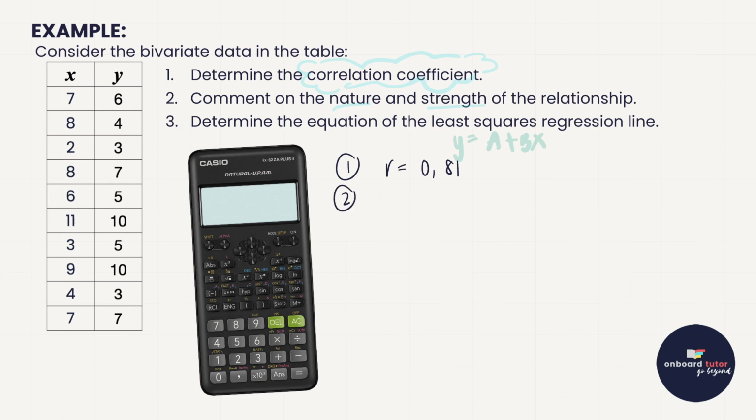All right. Question 2 is asking us to interpret that. So comment on the nature and strength. Okay. Nature, is it positive or negative? This is a positive answer here, meaning as one value gets bigger, so does the other one. So it is a positive one, and 0.81, anything greater than 0.7, I would say is strong. So this is a strong positive correlation.